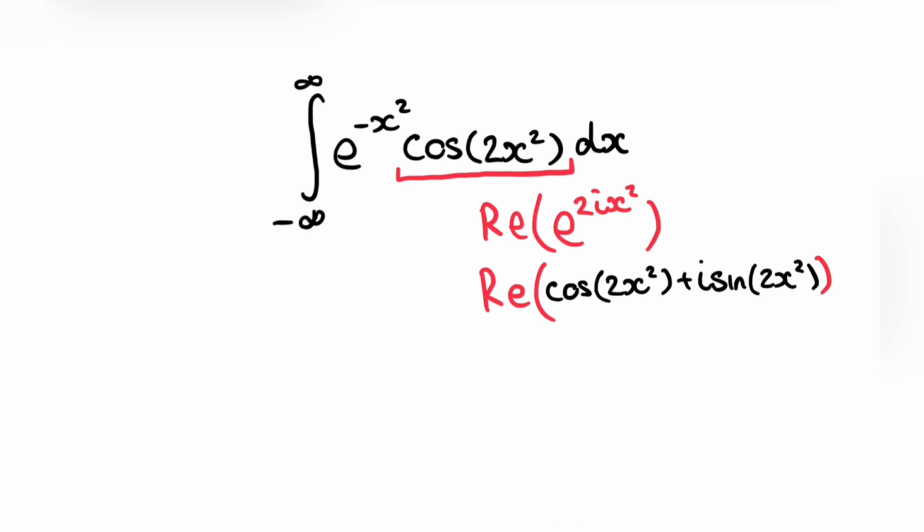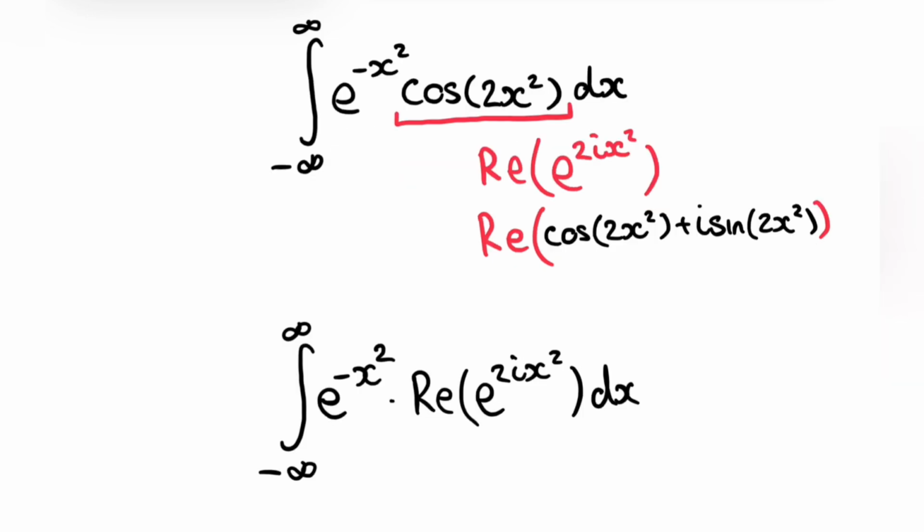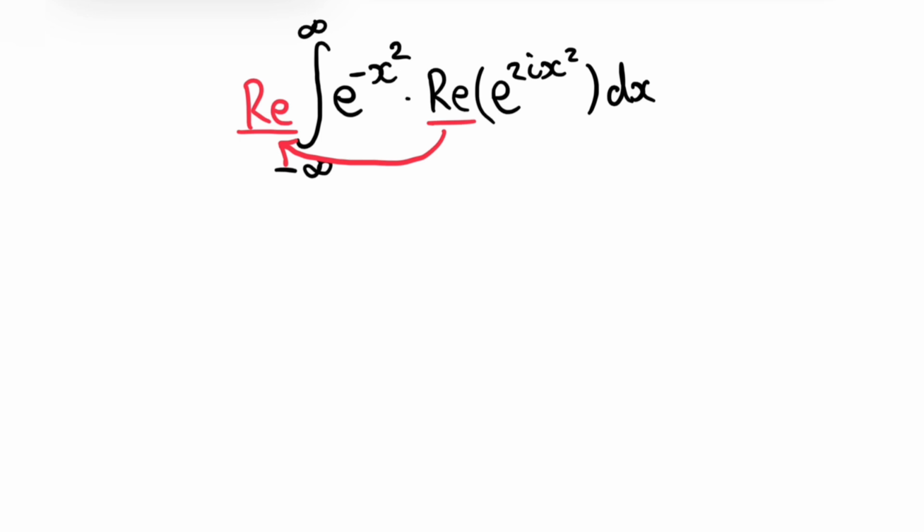As we only care about the cos of 2x squared, we can say, okay, we want the real part of e to the power of 2ix squared. The cos of 2x squared represents the real part, the sine of 2x squared represents the imaginary part. So then, substituting this into our integral, we get the integral of e to the negative x squared times the real part of e to the power of 2ix squared dx from negative infinity to infinity. We can just bring that real part outside of the integral. We don't need it inside the integral.